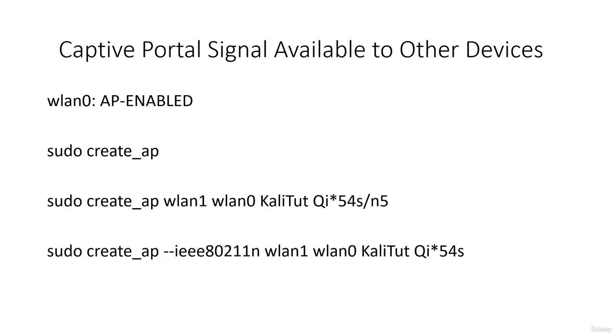If your wireless adapter supports IEEE 802.11n, then you can optionally use this IEEE 802.11 option, which includes the IEEE 802.11g.